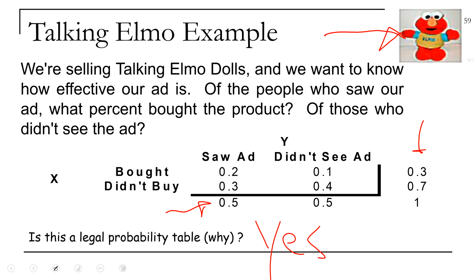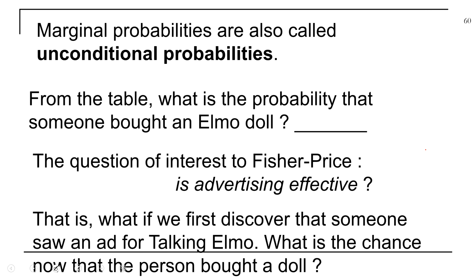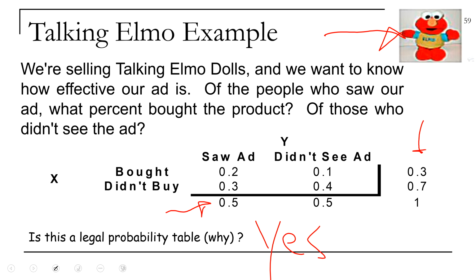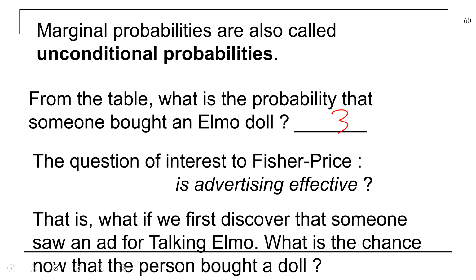So 30% of our group bought, 70% did not buy, 50% saw the ad on TV, and 50% did not see the ad on TV. Marginal probabilities are also called unconditional probabilities. They're the overall probabilities. They're not conditioned on anything. From the table, what's the probability that someone bought an Elmo doll? Bought, we just said, that's 30%. So we'll say 30% right there.